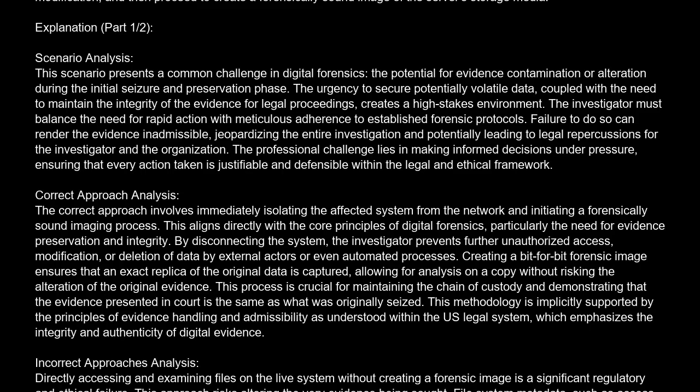The correct answer is B. Immediately disconnect the affected server from the network to prevent further unauthorized access or data modification, and then proceed to create a forensically sound image of the server's storage media.